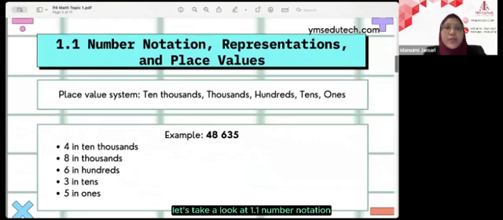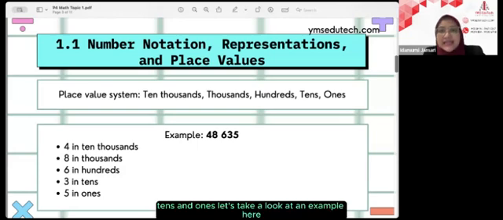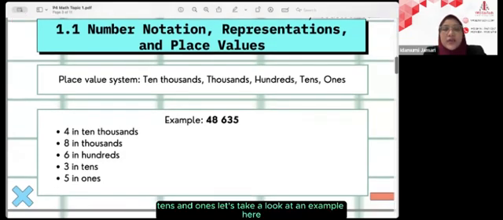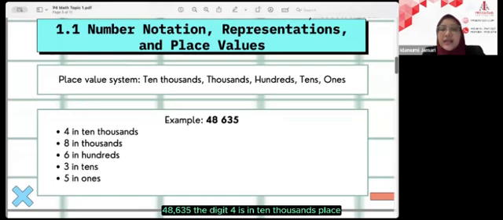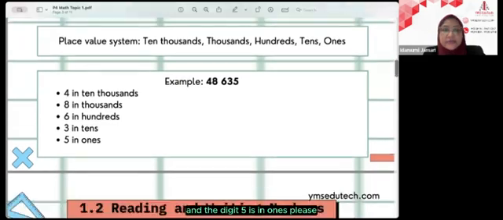Let's take a look at 1.1, number notation, representations, and place values. Place value system that students need to know will be in 10,000s, thousands, hundreds, tens, and ones. Let's take a look at an example here. 48,635. The digit 4 is in 10,000s place. The digit 8 is in thousands place. The digit 6 is in hundreds place. The digit 3 is in tens place. And the digit 5 is in ones place.